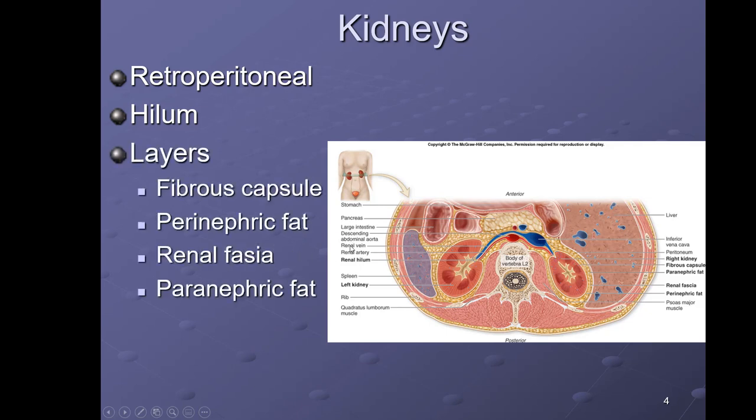And then the layers. There are two layers of fat around the kidneys, so they have lots of protection by this adipose tissue. If we start on the innermost layer, on the kidney, that first layer right there is light colored. That's the fibrous capsule of the kidney. Then we have a layer of fat called perinephric fat. Then we have a tiny, really thin layer right here called renal fascia. And then we have another layer of fat out here called paranephric fat. So kidneys are surrounded by lots of fat.